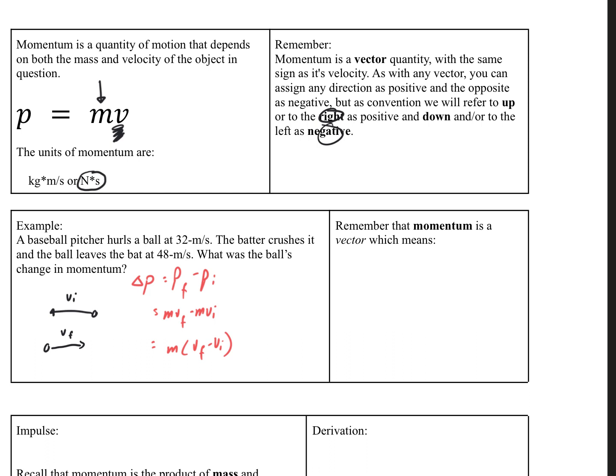Notice what happens with the signs, though. So the mass is, I think, is it 0.01 kilograms? Yeah, sorry, I forgot that. The mass is 0.1 kilograms. The final velocity, it looks like it's going the positive direction, the way I drew it. So that's 48 minus the negative 32, right? This initial velocity was pointing in the negative direction. So when you calculate that, we get a positive 8.0 kilogram meters per second, or you can say to the right.